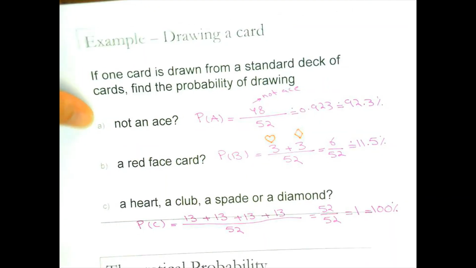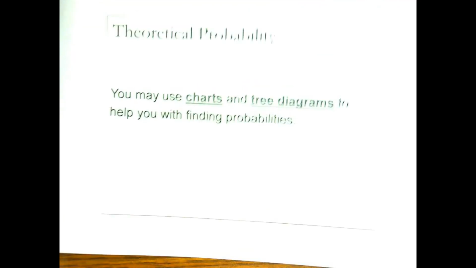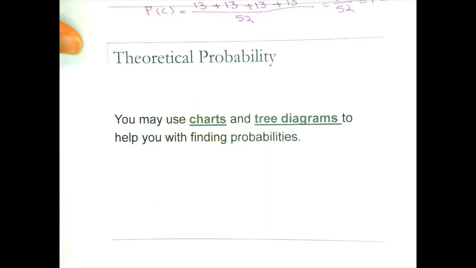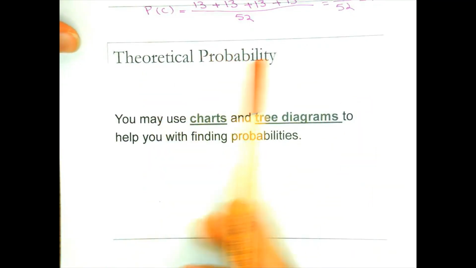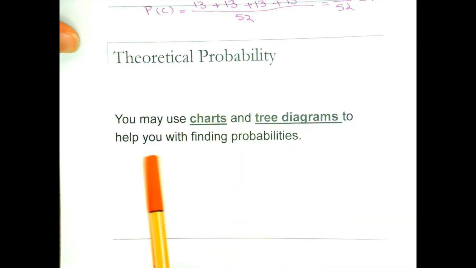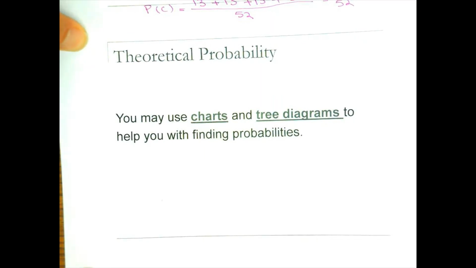Now, we are going to move on to a little bit more complicated examples. Sometimes when you do theoretical probability, it's not very straightforward just to calculate the desirable outcomes over the total number of outcomes. And in those cases, it's helpful to use a chart or a tree diagram to help with finding some probability. So let's do some examples here and see how we can do that.